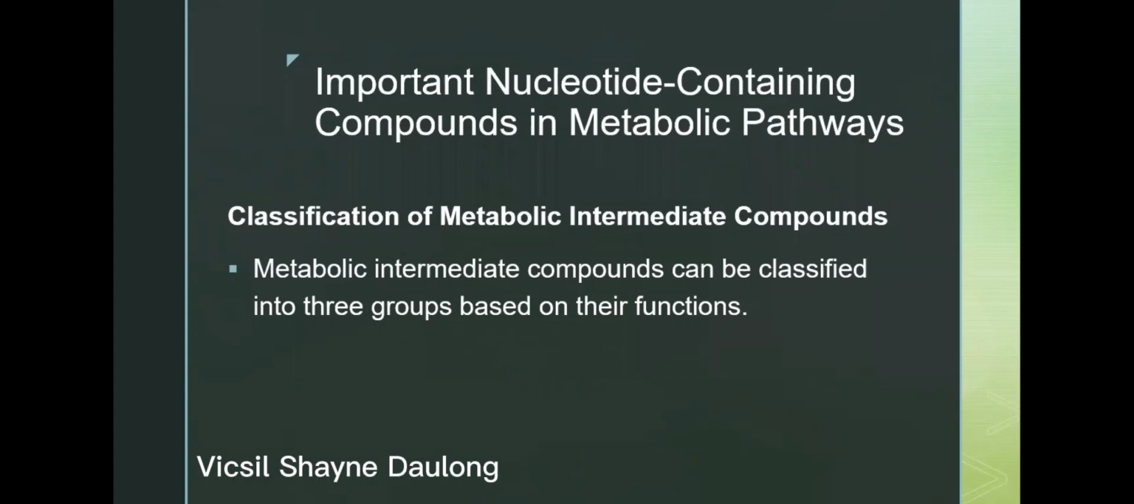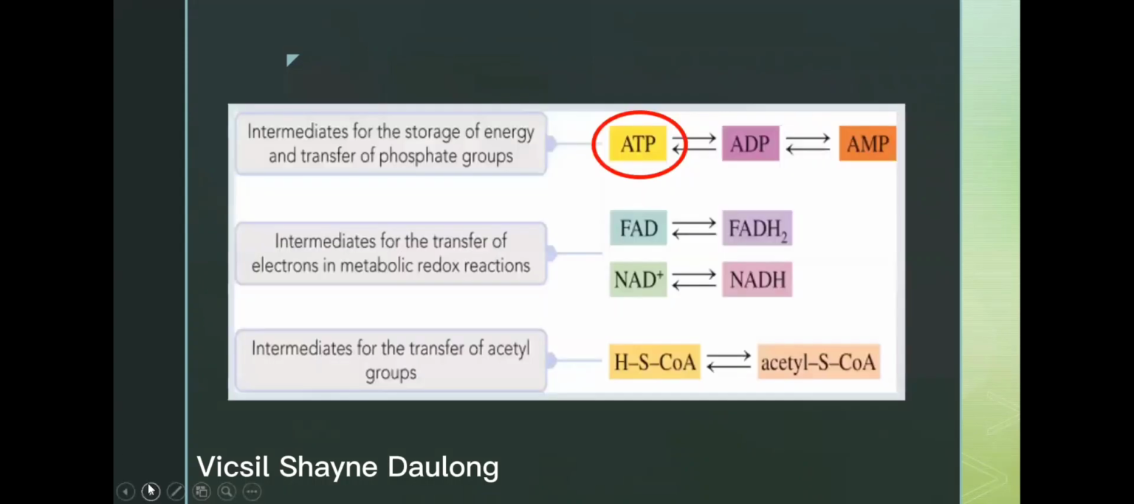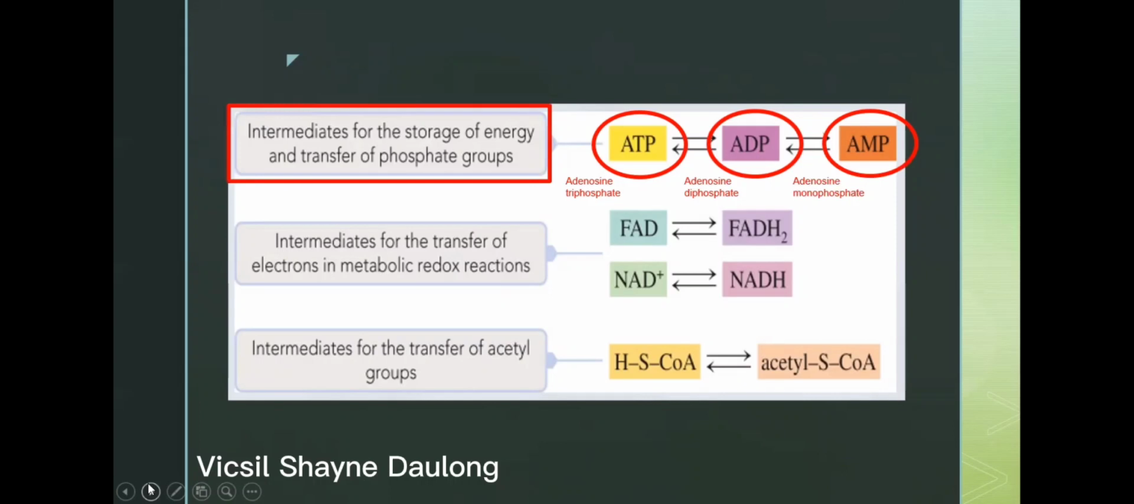Now, we have the last part of the important nucleotide-containing compounds in metabolic pathways: classification of metabolic intermediate compounds. In classifying these metabolic intermediate compounds, they can be classified into 3 groups based on their functions. The ATP, or adenosine triphosphate, to ADP, or adenosine diphosphate, to adenosine monophosphate, or AMP, are classified as the intermediates for the storage of energy and transfer of phosphate groups.